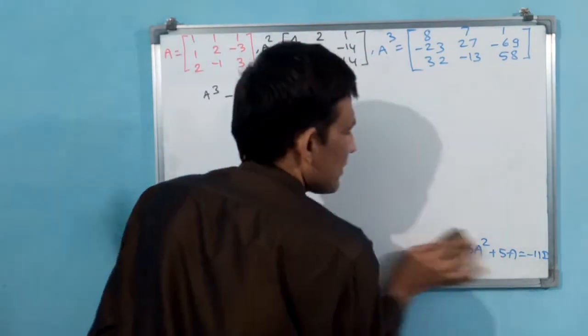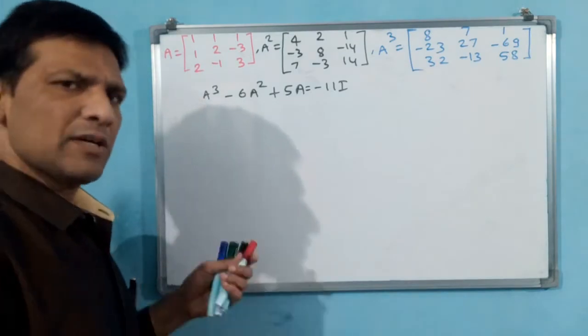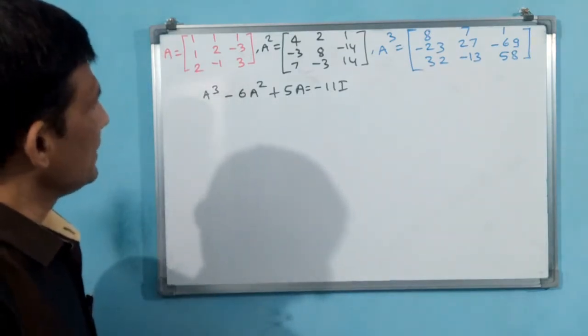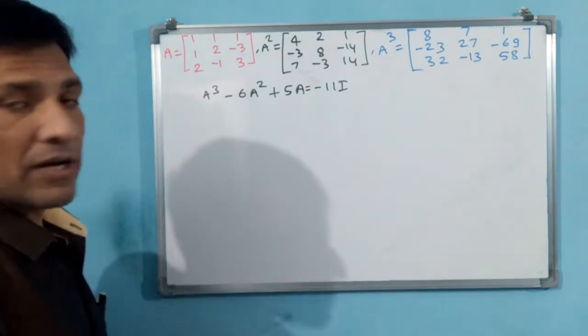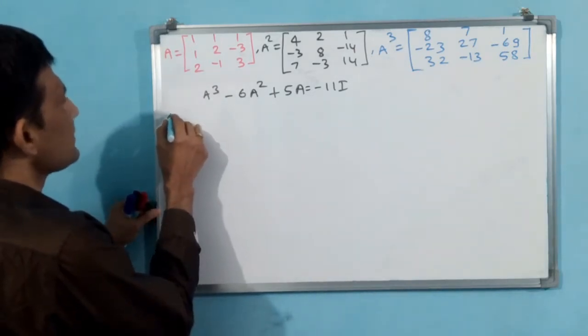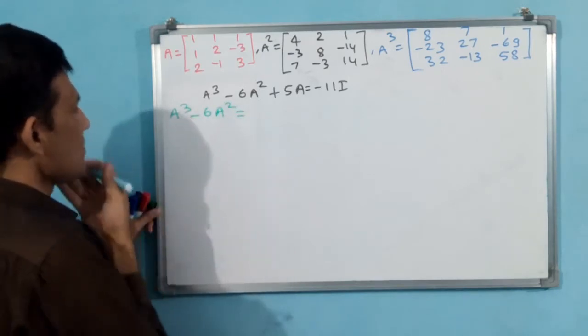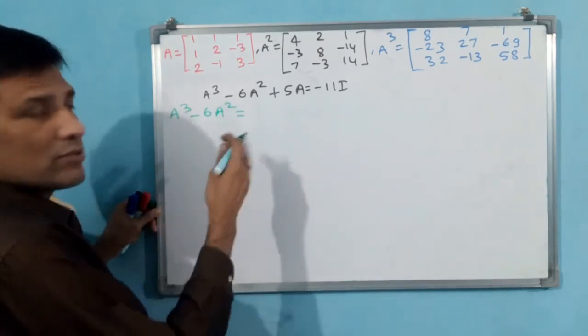I'm going to remove this one. Finally, with this formula, we have to find a inverse. That we can find afterwards. Okay? Okay, let us do a cube minus 6a square is equal to. First I am writing a cube minus 6a square. a cube minus 6a square is equal to. Okay. How I am writing, you see?